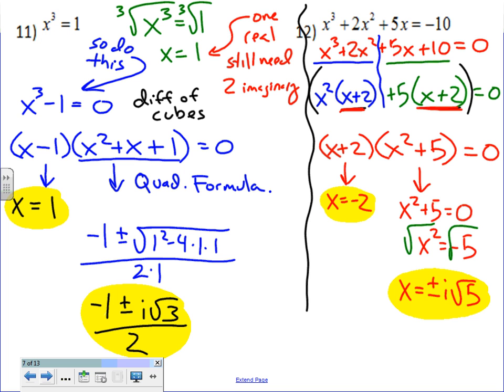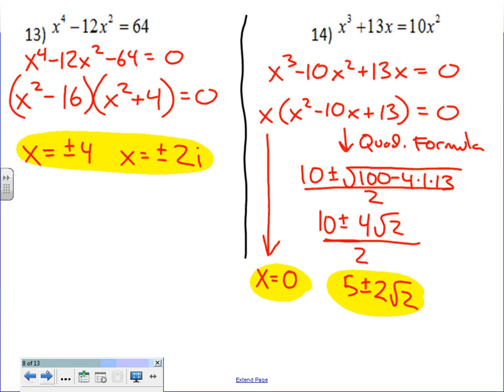Okay, 12, the grouping problem, and again, solving for x squared plus 5. Okay, so a total of 3 answers. 1 real, 2 imaginary. Imaginaries always come in pairs in regards to polynomials here. Okay, 13, again, factoring, difference of squares. Notice x squared plus 4 is plus or minus 2i. Okay. 14, again, key here is get everything set equal to 0, take out an x, quadratic formula, because it doesn't factor.